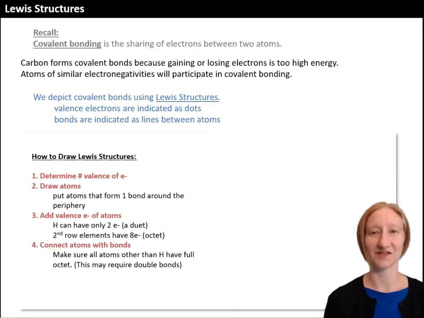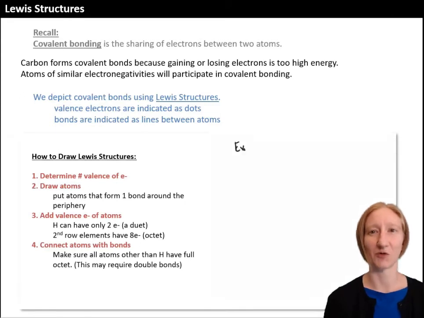Then you'll add the valence electrons to each atom. And finally, you'll connect the atoms with bonds. And I say finally, but really there should be another step here that is to double check. Tally all of the bonds and valence electrons and make sure they match the total that you calculated in the beginning. Also make sure that each atom has an octet.